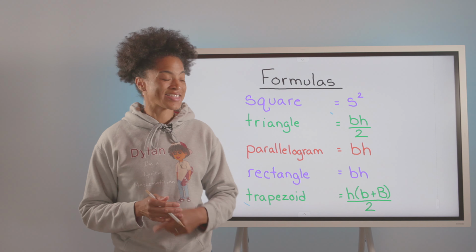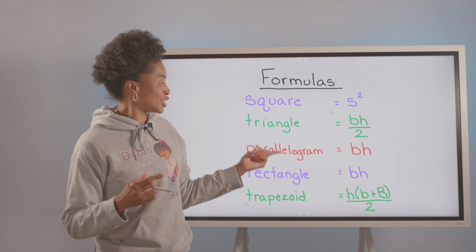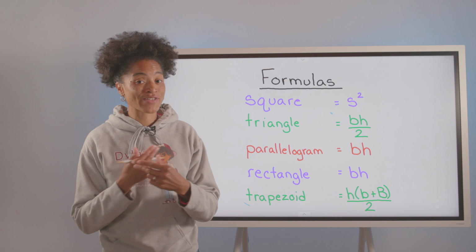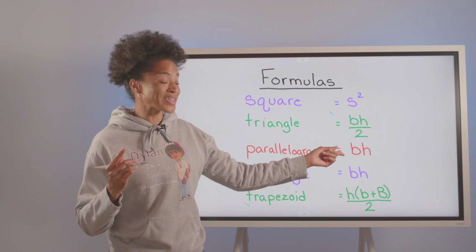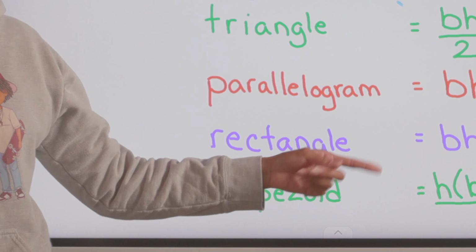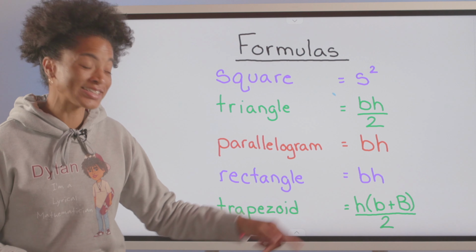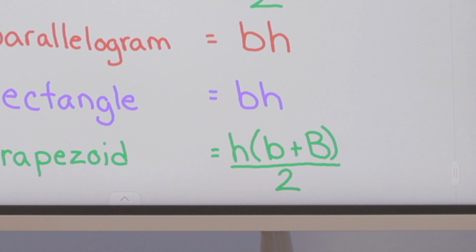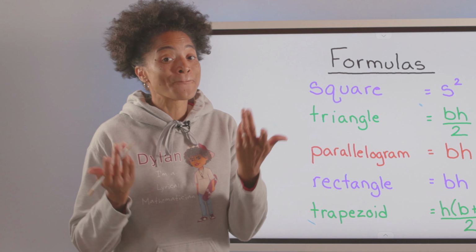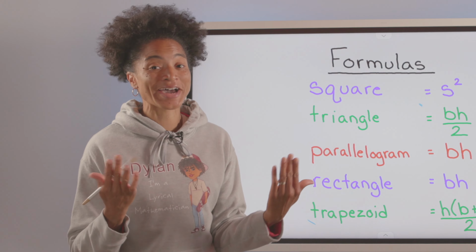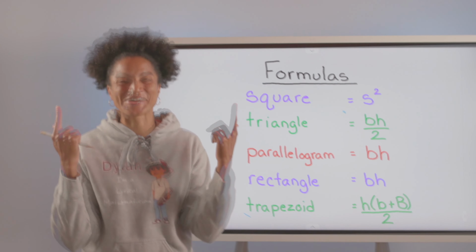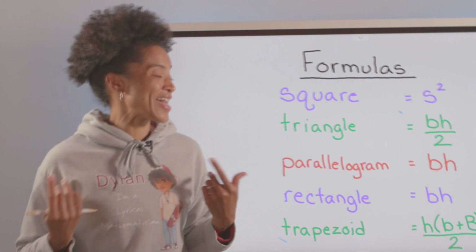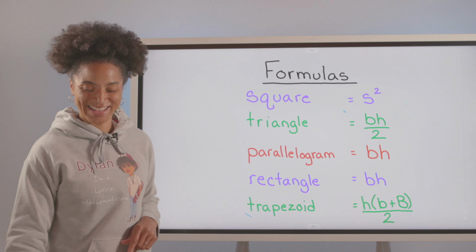Square, S squared, triangle, BH divided by 2, parallelogram, BH, rectangle, BH, trapezoid, H times B plus B divided by 2. Yeah, it's all facts. Tell them we all at every single area. Tell them we all at.